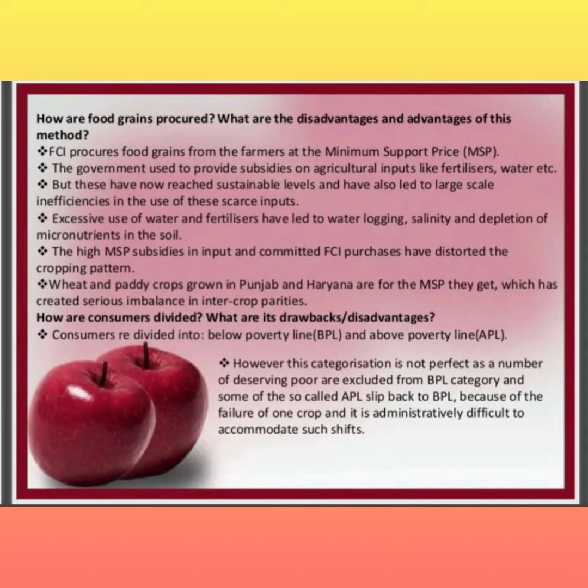So when the crop is doing well, that person can be above the poverty line, and when there is a season when the crop is not doing well, or there is some famine or that sort of thing, then that person can slip down to the BPL, that is, the below poverty line category.